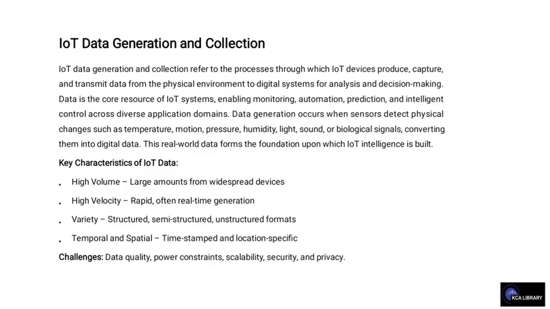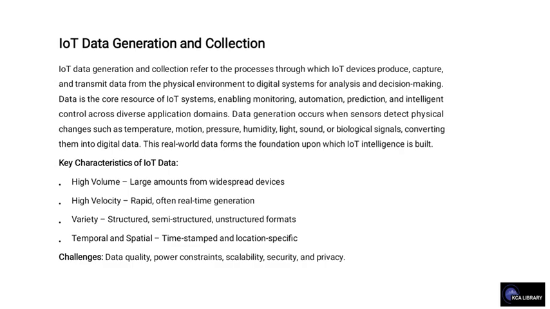Let's go to Internet of Things data generation and collection. When we talk about this, it actually refers to the process through which Internet of Things devices produce, capture, and transmit data from the physical environment to digital system for analysis and decision making. And data is actually the core resource of Internet of Things system, which enables monitoring, automation, prediction, and intelligent control across diverse application domains.